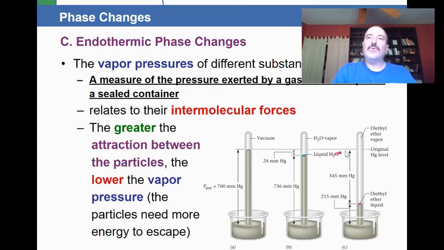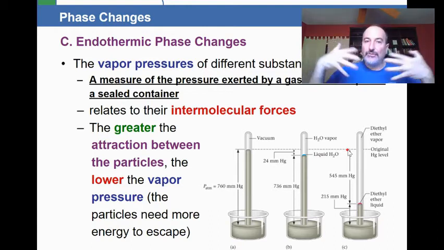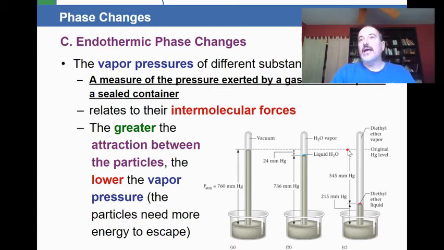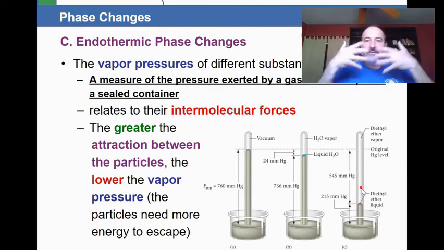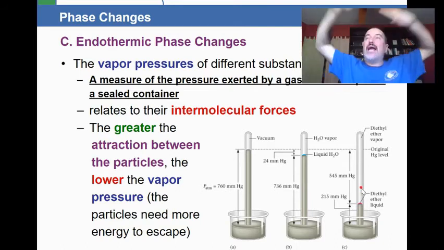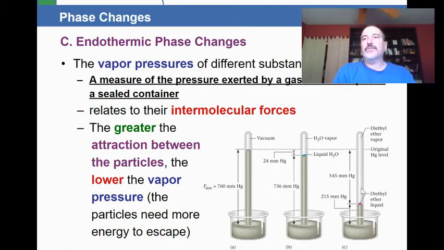Now, if you put something with less attraction between the particles, like diethyl ether vapor, okay, which is a non-polar molecule, this has a much higher vapor pressure. These are non-polar, so they don't have any attraction for each other, so they push out with a much higher vapor pressure, thus pushing the column down even more.